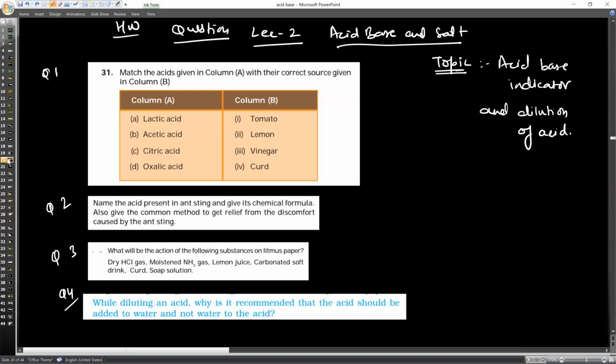Name an acid which is present in the ant sting and give its chemical formula. What is its chemical formula? It is HCOOH. Note it down. It is methanoic acid or formic acid. We call it methanoic acid and formic acid both.